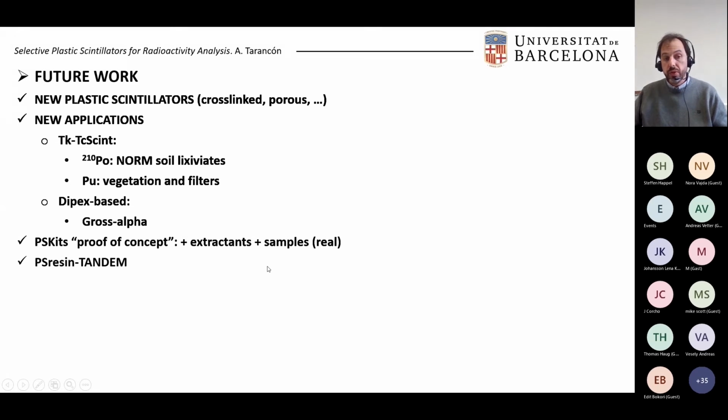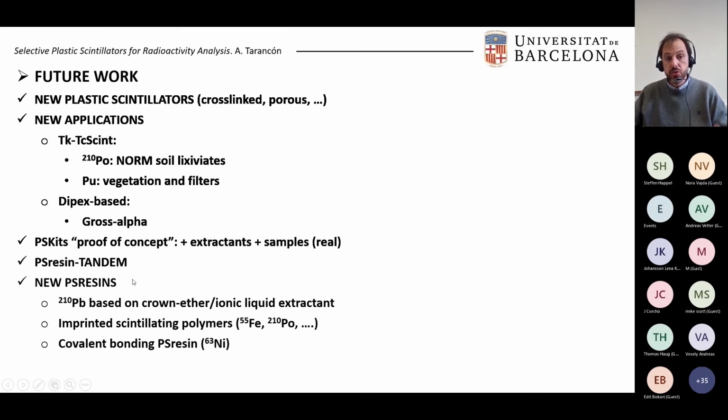To make analysis with two coupled plastic scintillation resins, and also new resins, for example, one for lead-210 based on a new extractant in collaboration with Trischem, imprinted scintillating polymers, and covalent bonding plastic scintillation resin. We have been working on that on nickel-63, and we are now having quite promising results.